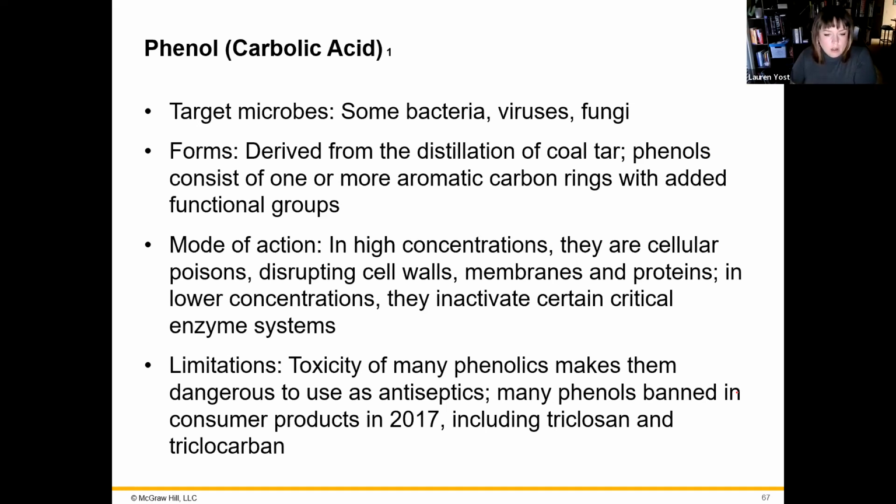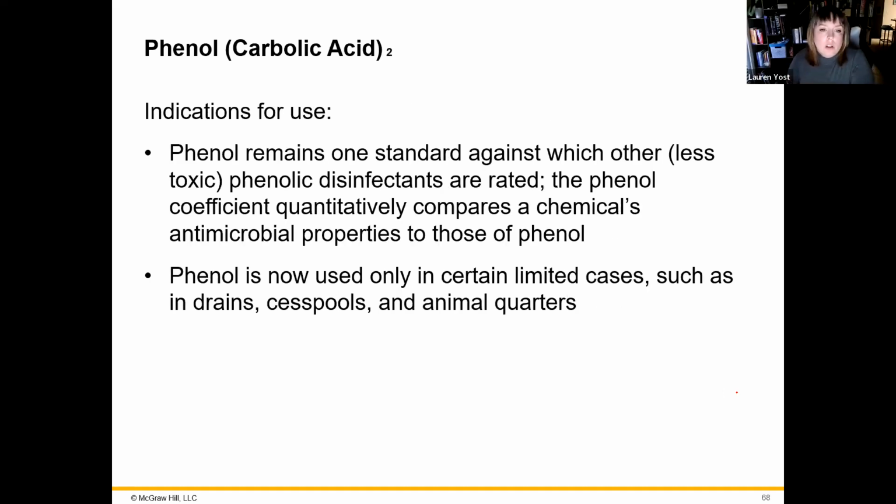So these are limited. They are toxic. This is not really friendly for skin applications. They can be toxic at the more effective concentrations. And they were banned in consumer products in 2017, including triclosan and triclocarban, which both of those are phenol-based molecules. So phenol is pretty effective as far as what we might be using it for, whenever you need to use this.